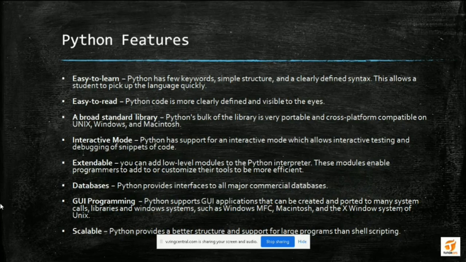GUI programming. Python supports GUI applications that can be created and ported to many system calls, libraries, and Windows systems, such as Windows MFC, Macintosh, and the X Window system of Unix. Scalable. Python provides a better structure and support for large programs than shell scripting.